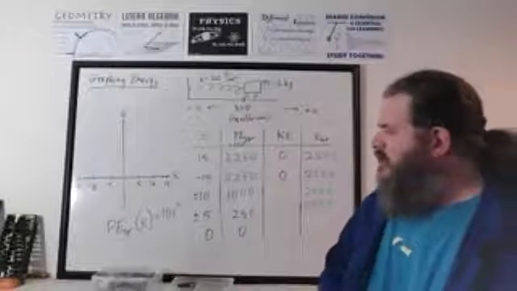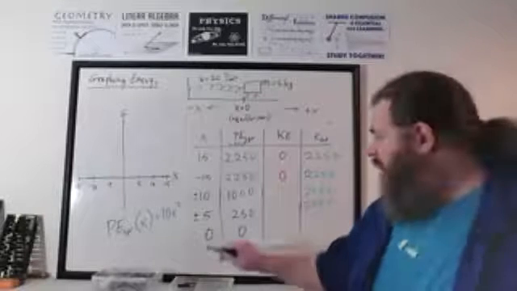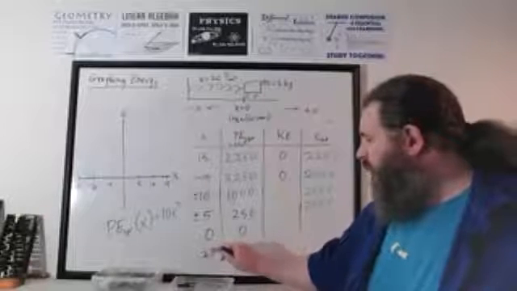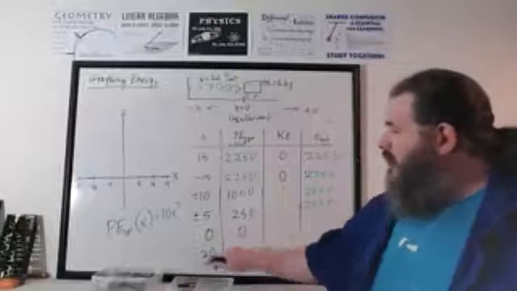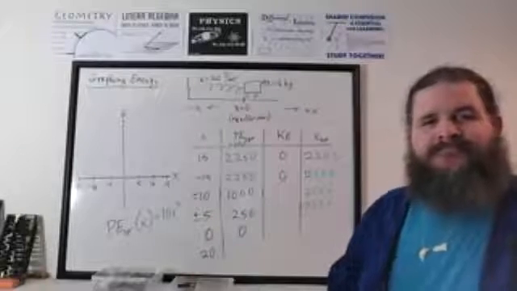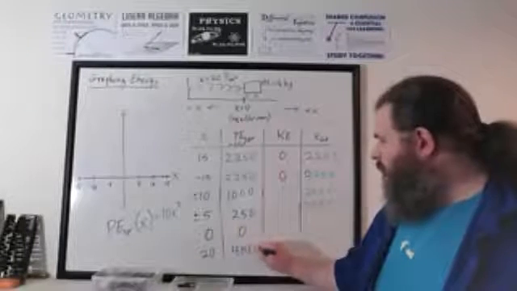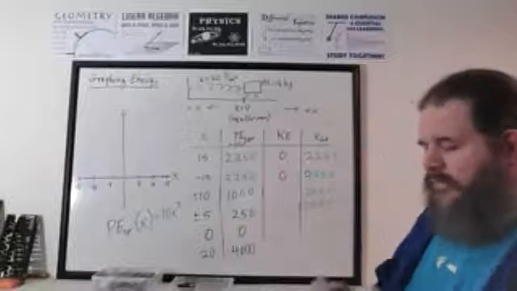And just for comparison, even though it's outside the range of actual motion, just to see what happens mathematically, let's throw in, let's say 20 also. If x is 20, what would the potential energy be? Right, 4,000. And we could graph this.